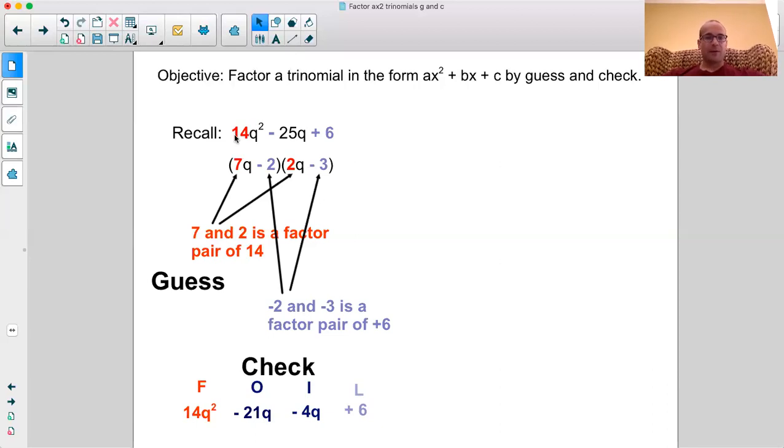But whatever you guess, your smart guesses about how you split up the 14 and split up the 6, you are going to have to check the outer and the inner. And you're going to see that throughout. So let's look at a different problem. A lot of similar things here, that 14q squared, that positive 6.